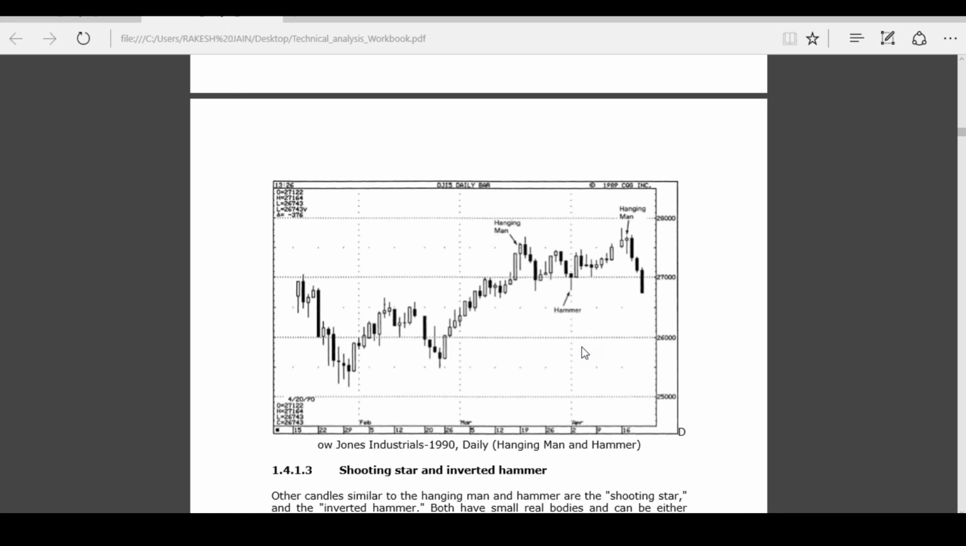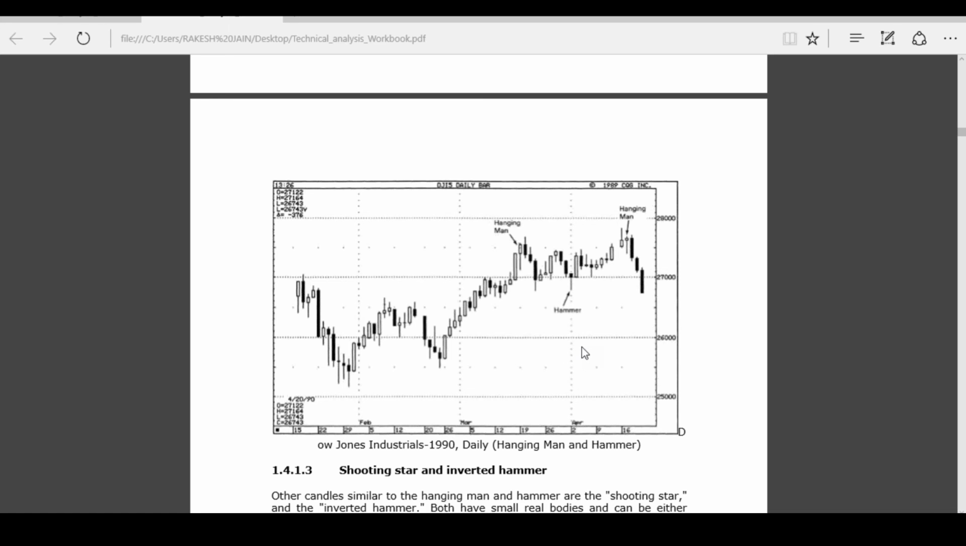BSE resistance is the same as Nifty. What is the highest point of BSE? The all-time high of BSE, do you know? That is the resistance level for the time being. Nifty 9,000 to 9,100, and BSE also the same way.